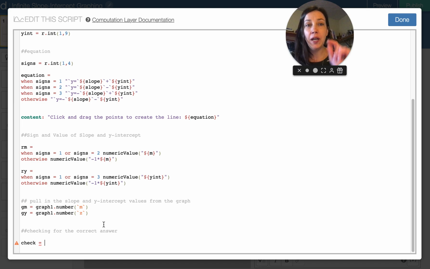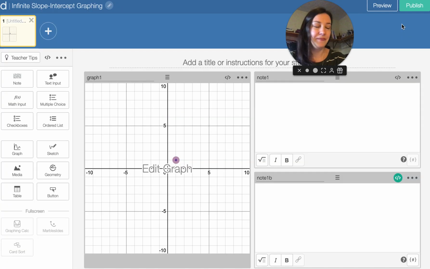I need to know that the real slope is equal to the slope they're putting in the graph. So the real slope is equal to the graph slope. And same with the y-intercepts. I need to know that the real y-intercept is equal to the graph y-intercept. Done. Okay. Now, all that's in there, and I want to be able to look at my dashboard and see a check mark that the student did it correctly.